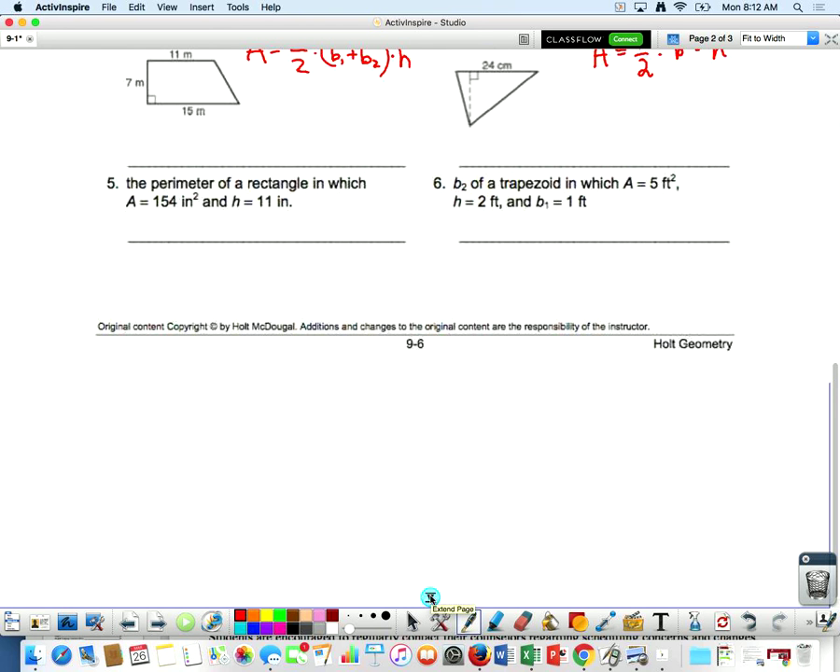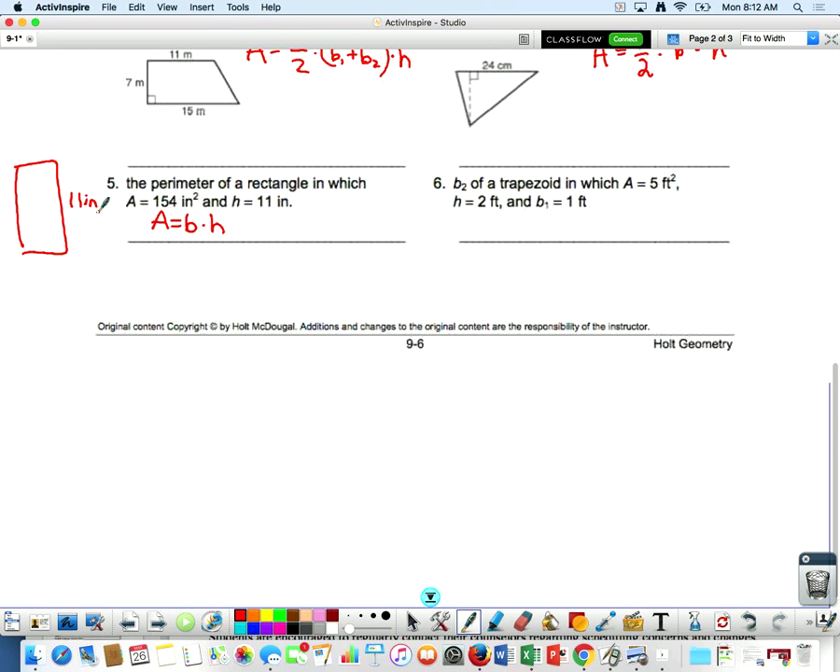Perimeter of a rectangle in which area is 154 and height is 11. Well, what do you need to find to be able to find the rectangle? Let's draw ourselves a picture. We're going to use A equals base times height. Area equals base times height. What's the height? If you find out the base, can't you do this? What are we gonna replace A with? 154. What are we gonna replace B with? You don't know because we don't know it yet. What are you gonna replace H with? 11.